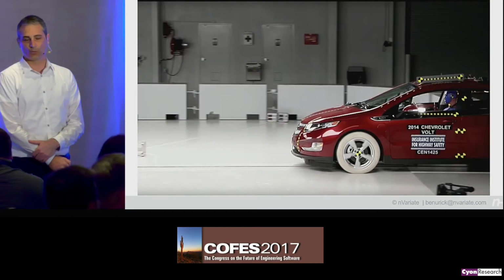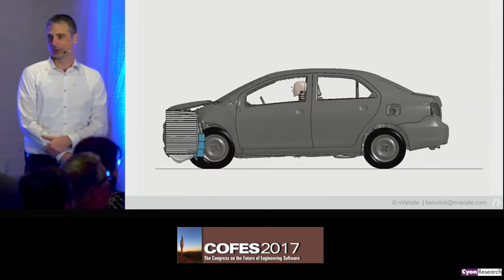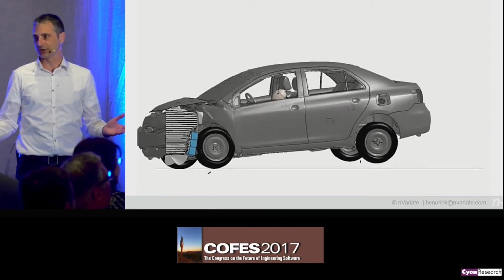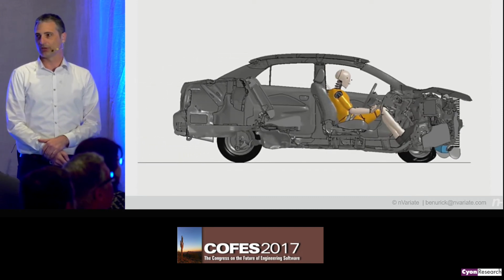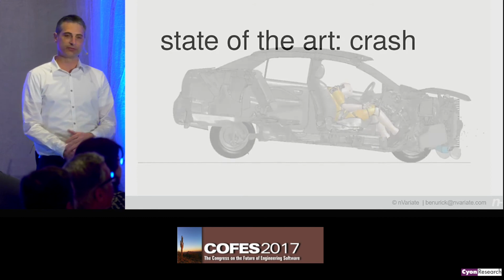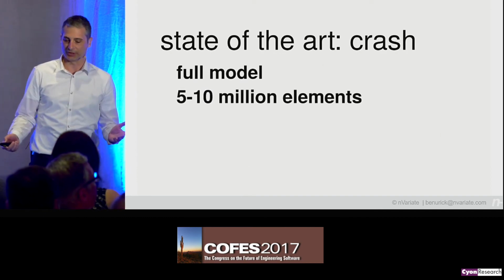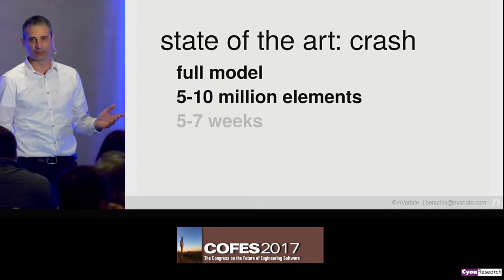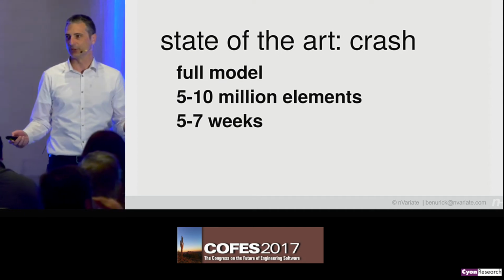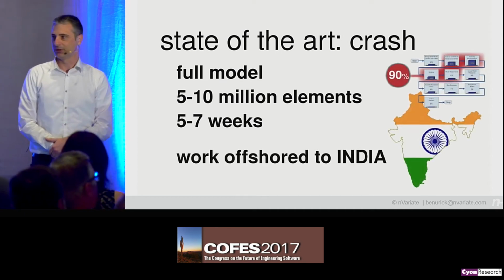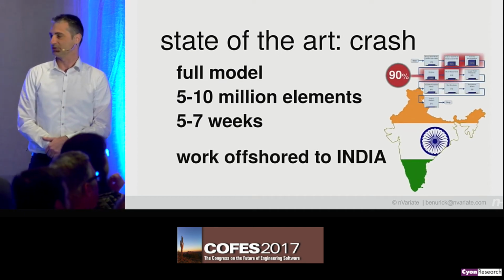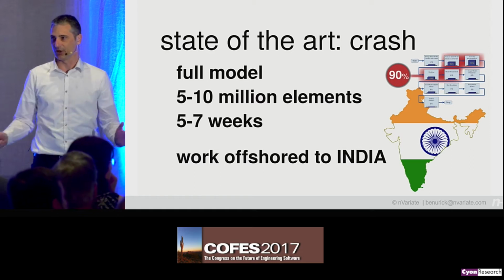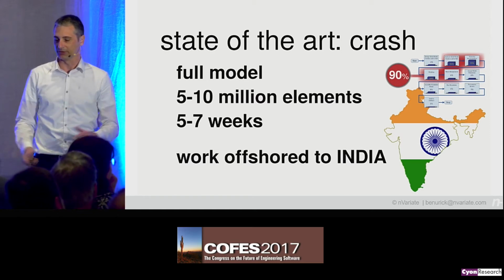So what is the impact downstream? Well, let's take car crash simulation. So your typical car crash simulation will consist of, for a full model, state-of-the-art, 5 to 10 million elements. And it takes about 5 to 7 weeks to actually make these models. And surprisingly, the work is offshored to India. And this is a very common way of doing things.